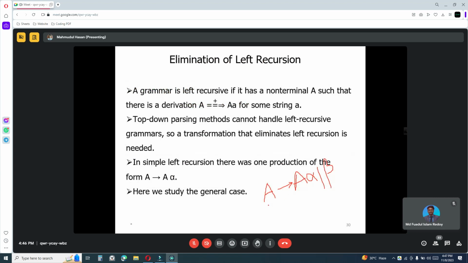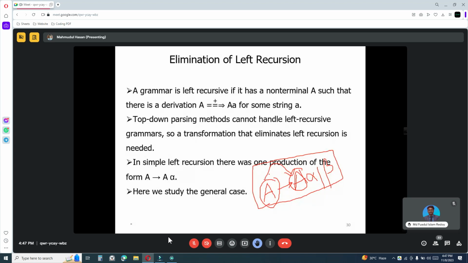By looking at this one, we can easily understand this one is left recursive, because both are non-terminal and both are the same. So this one is known as an immediate left recursive production rule. Immediate. Just see and take a decision. There is left recursion present. After seeing this one, you are able to take a decision.